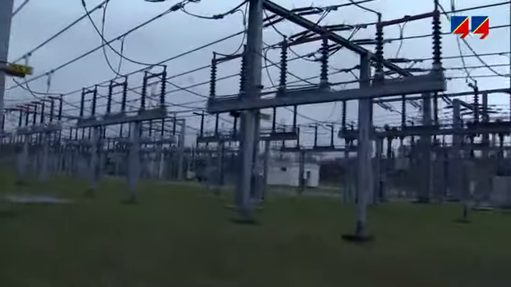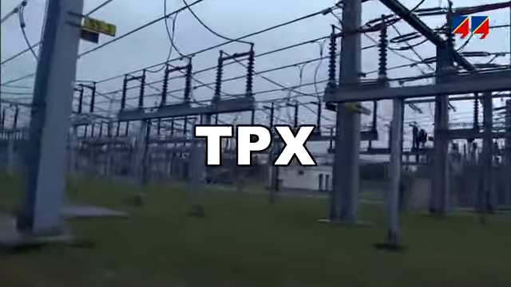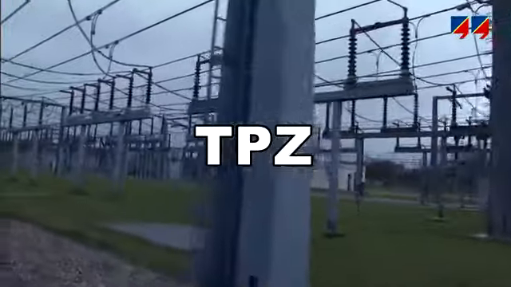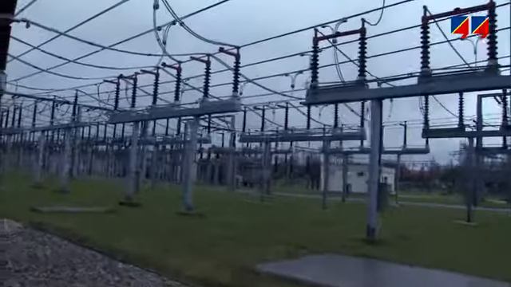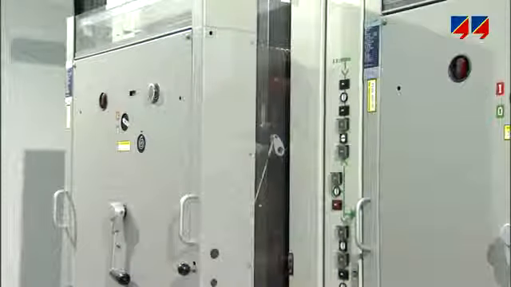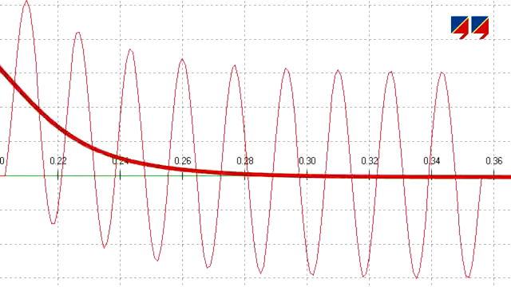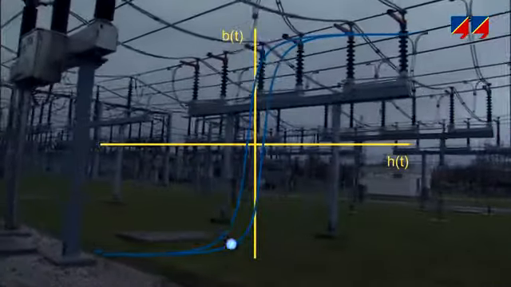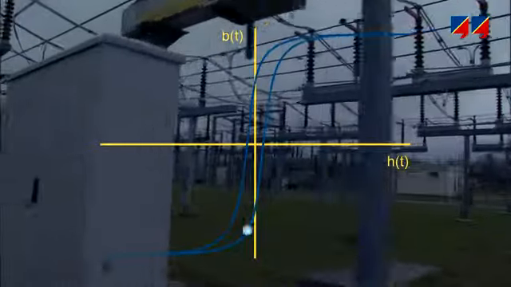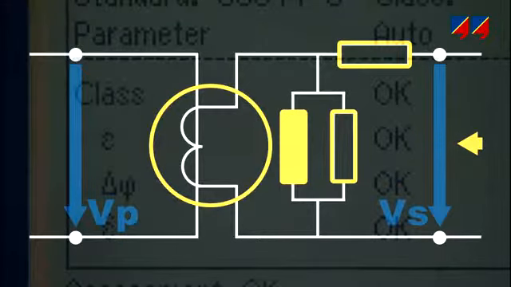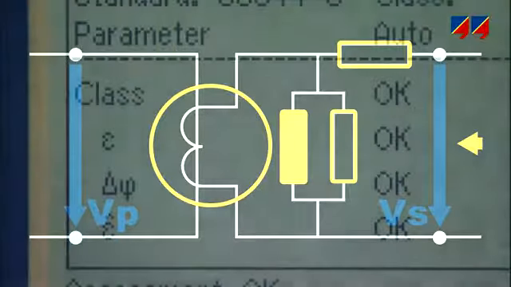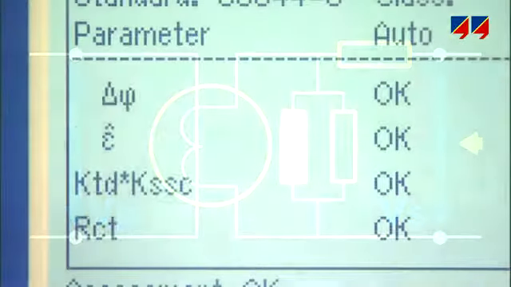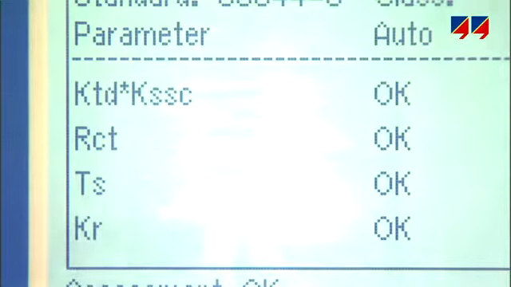In many power systems, TPX, TPY, and TPZ class CTs are used to ensure a CT's performance during auto-reclosure cycles or faults with DC current component, preventing saturation and magnetic remanence. CT Analyzer determines the CT's equivalent circuit diagram and so can provide the functional parameters relevant for the transient performance of such a CT.